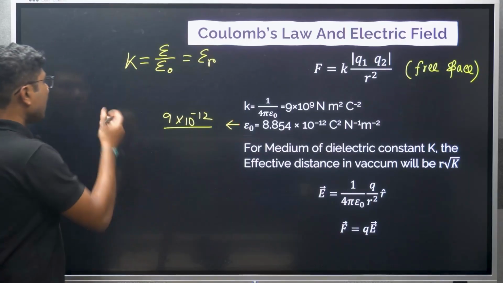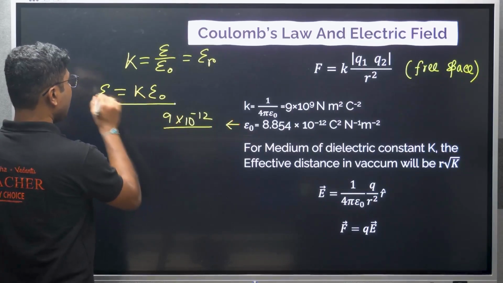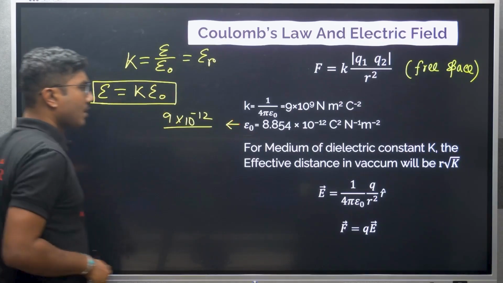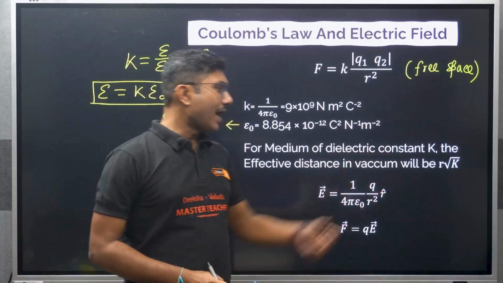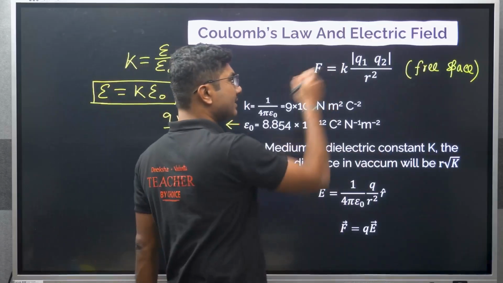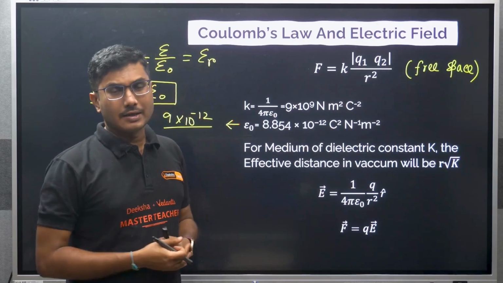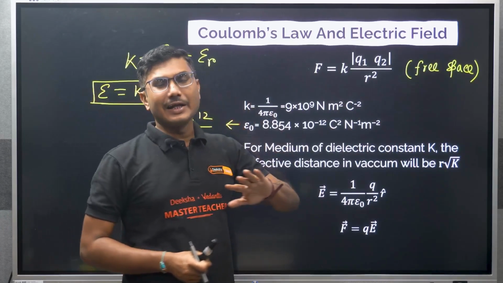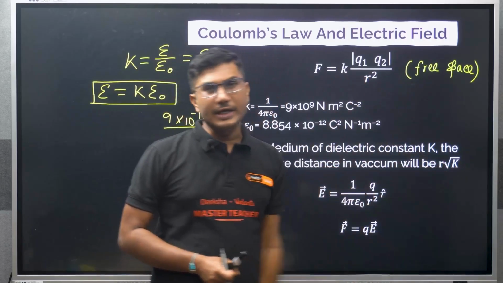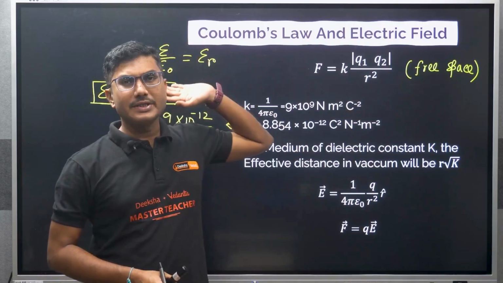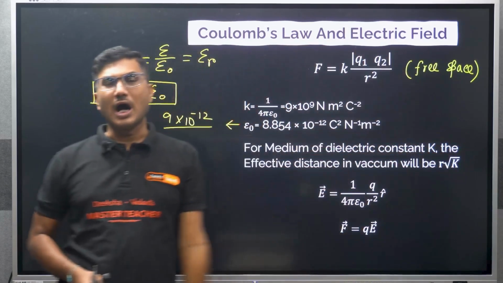Okay, so you can write permittivity in terms of dielectric constant as this. This is one important formula to remember. If the dielectric constant is K, then the effective distance in vacuum will be R root K. So if instead of having this in free space, you put the arrangement in water, the only thing you need to change is the value of R to R root K. Everything else will be the same, only the distance will be changed to R root K.